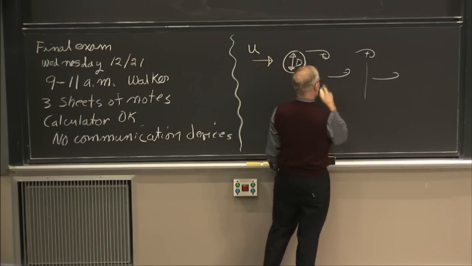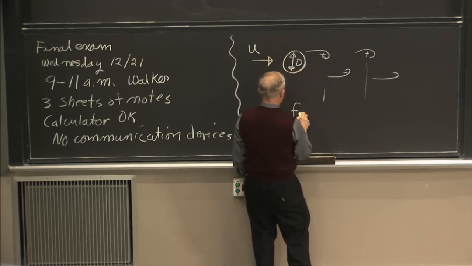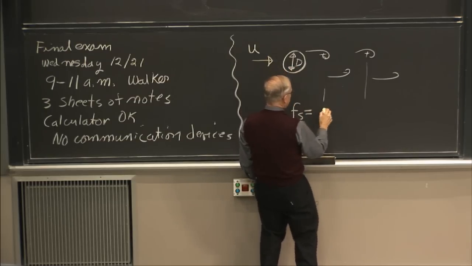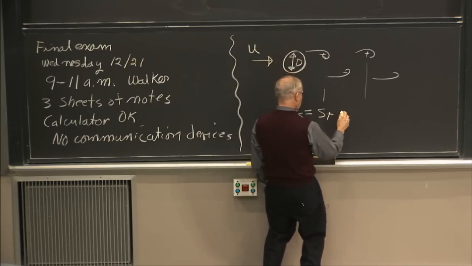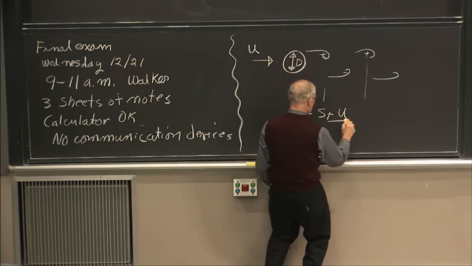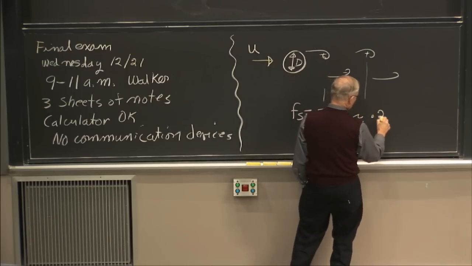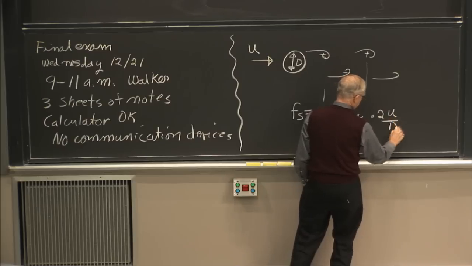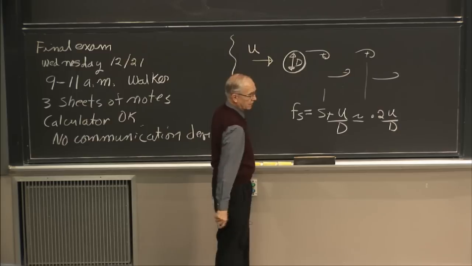So there's a frequency to this shedding, and the shedding frequency, f_s in hertz, can be predicted by a simple dimensionless parameter called the Strouhal number, St equals f_s D over U, and that's approximately 0.2 for stationary cylinders. You can predict the frequency at which these vortices are shed.